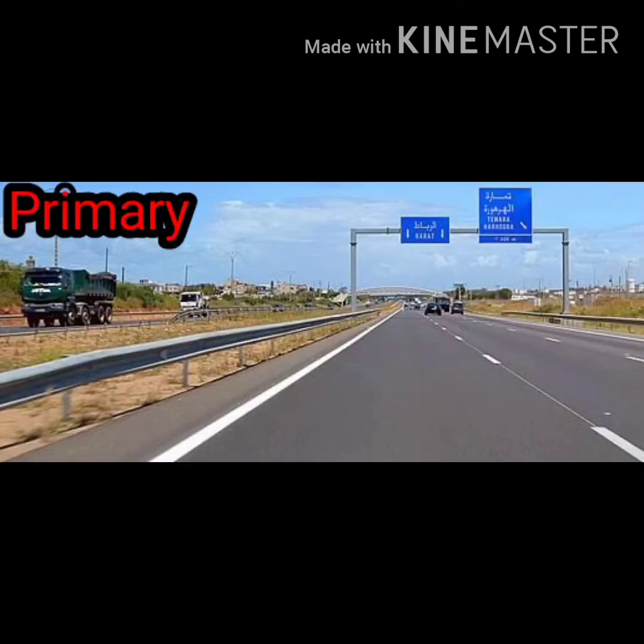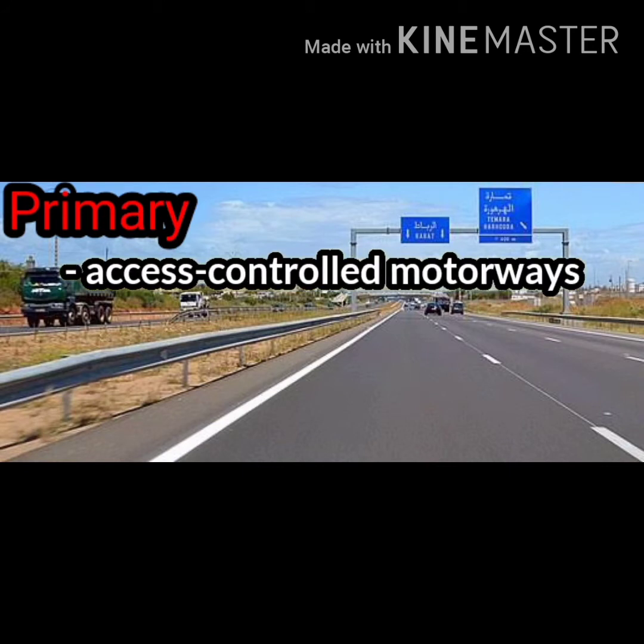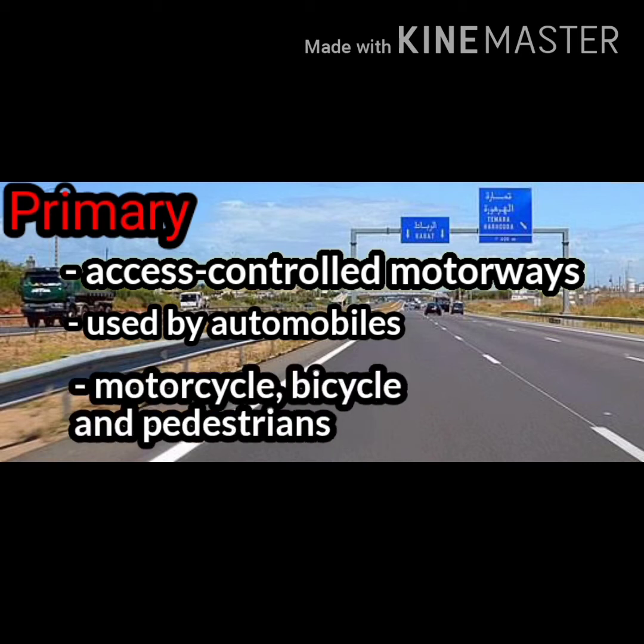Primary is the access-controlled motorways. The access-controlled motorways are used exclusively by automobiles. So dito sa primary classification of road, yung motorcycle, bicycles, and yung pedestrian will not be allowed to enter the motorway para matiyak yung traffic safety and also yung high running speed of automobiles.